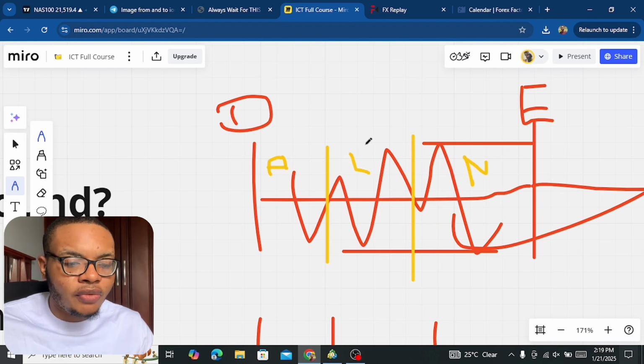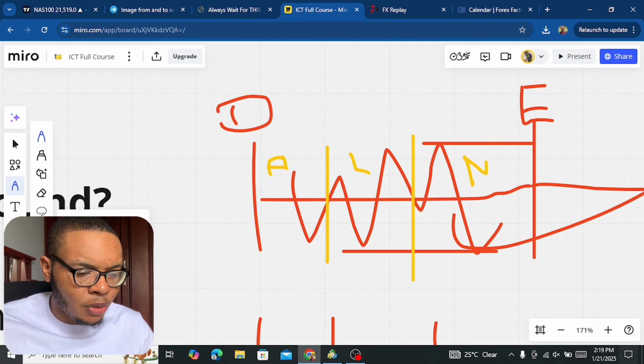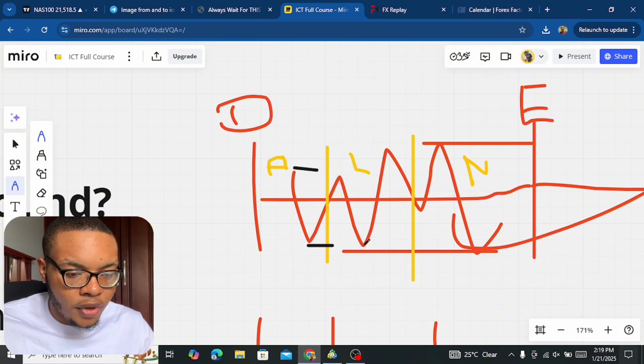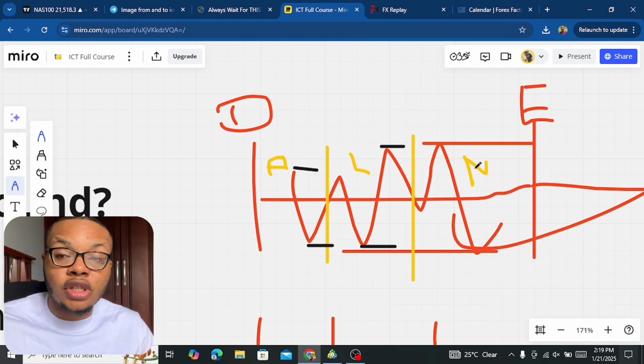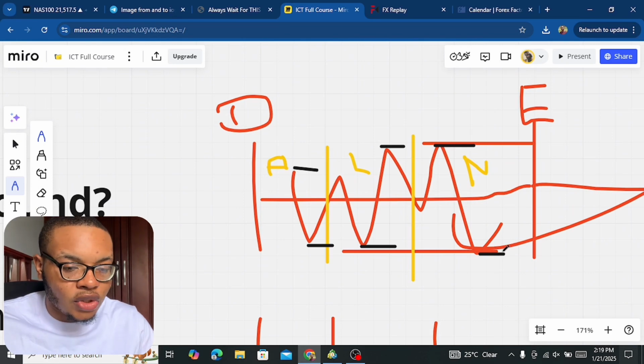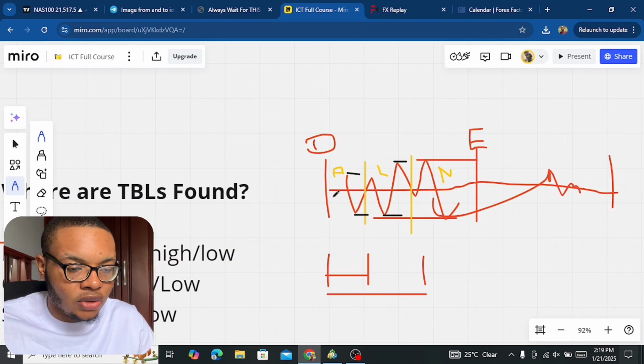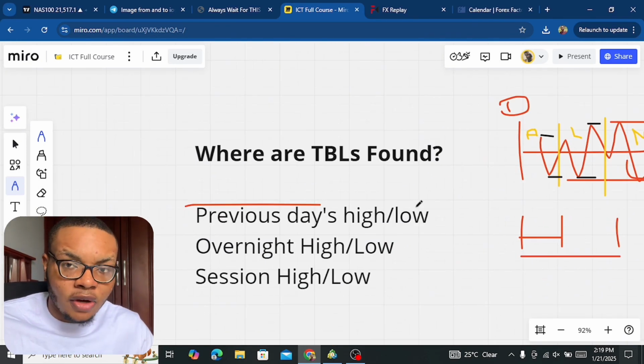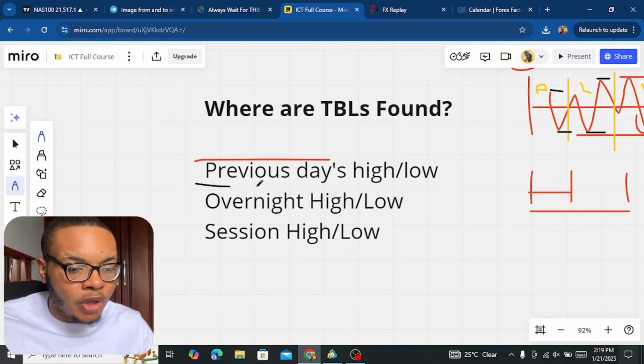Now in each of these sessions, they all have their highest and their lowest points, right? So this is the lowest point in Asia and the highest point in Asia. This is the lowest point in London and the highest point in London. But since we are going to be trading the New York session, we don't take note of the highest and the lowest point in New York. So we're just taking note of Asian and London. So where is time-based liquidity found again? They are found in the previous day.